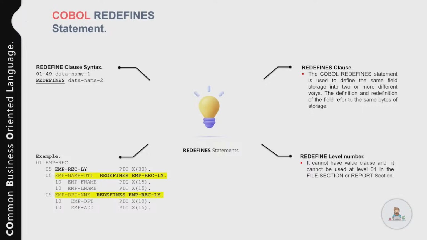If you notice, the previous redefinition was of the complete 30 bytes, and in my next redefinition, I've actually used 25 bytes. I've not used the entire 30 bytes. So this is how you can use the REDEFINES statement to redefine the same memory location which was used by different variables within that particular record layout.